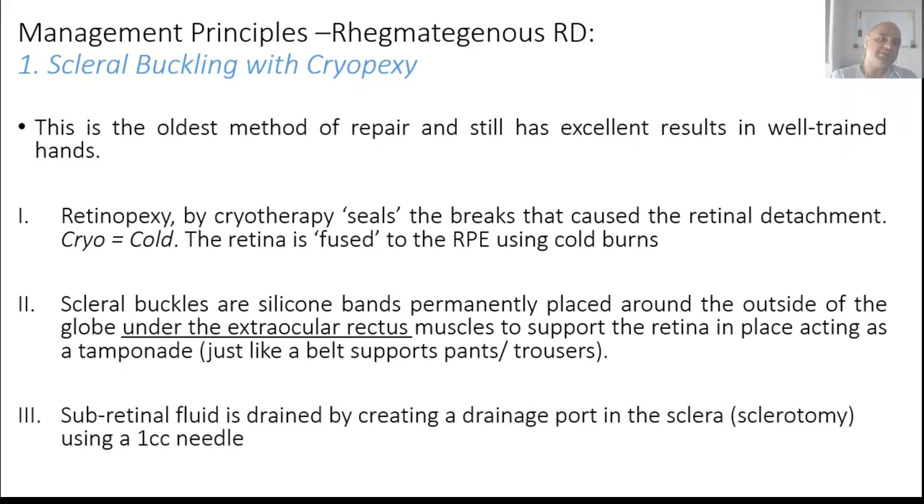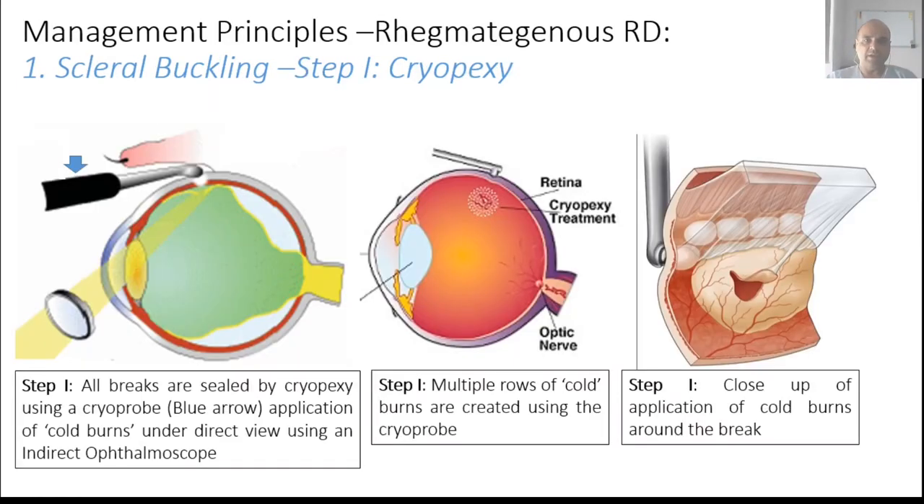And the subretinal fluid that is collected is drained externally by using a 1cc needle and creating a little opening in the sclera all the way down to the area of the detachment so that the fluid can drain out. Let's visually review all these steps. So the first step is to locate all the breaks, which you do by using a special type of ophthalmoscope called an indirect ophthalmoscope.